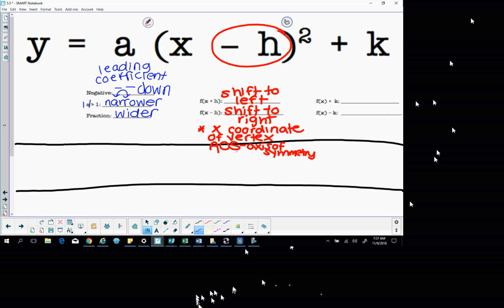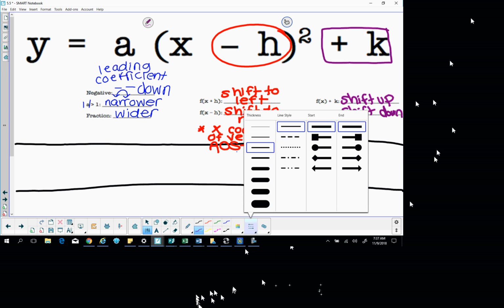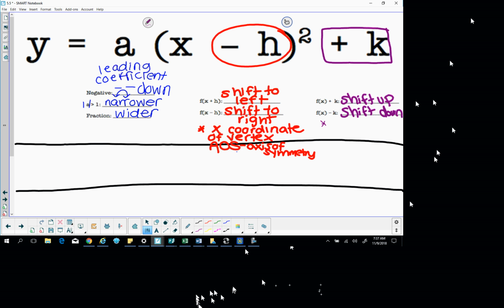Last is plus k, and so we know that this is just if we're shifting up or down. So if it looks like this, that means take the function and shift it up. And if it's minus k, we know to shift down. We also know it's our y coordinate of our vertex.